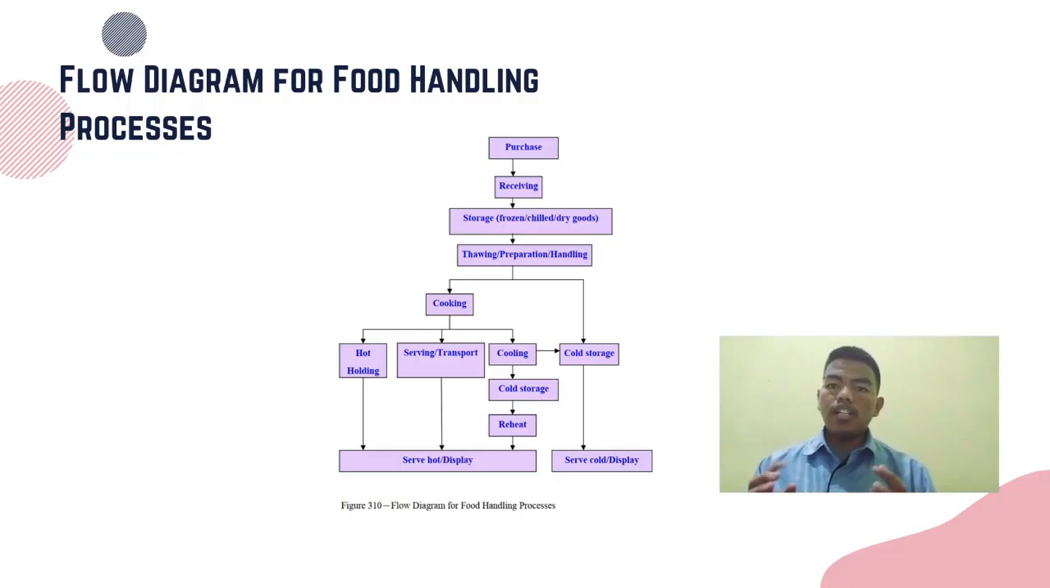Okay, in this slide, I will explain about the flowchart for conduct of safe food handling. The first is purchase. In purchase, we have to make sure that the food and ingredients we purchase are obtained from an approved and reliable source. For example, like BPOM. So we have to know that the food has been approved by BPOM.